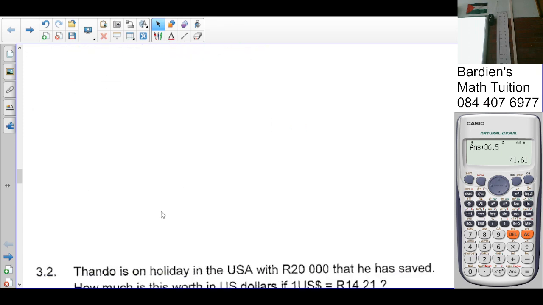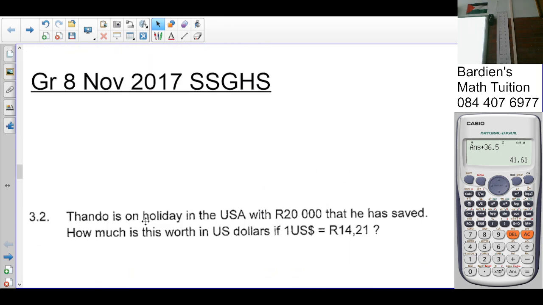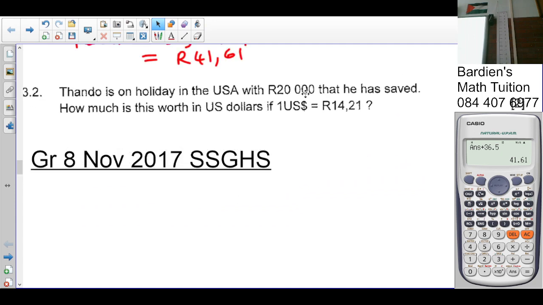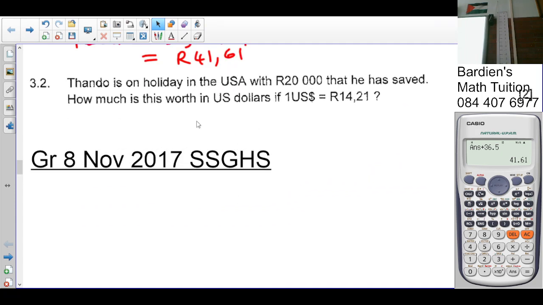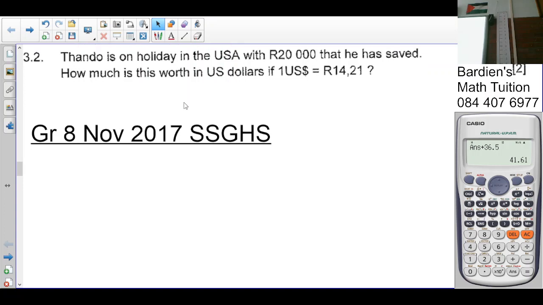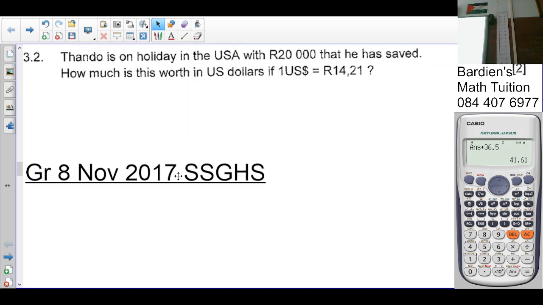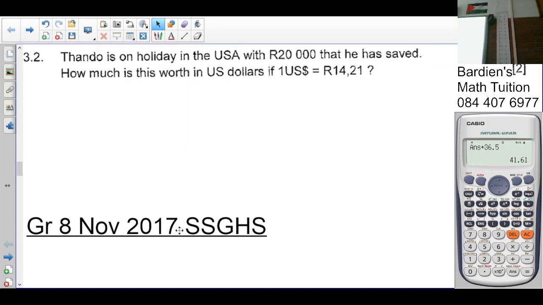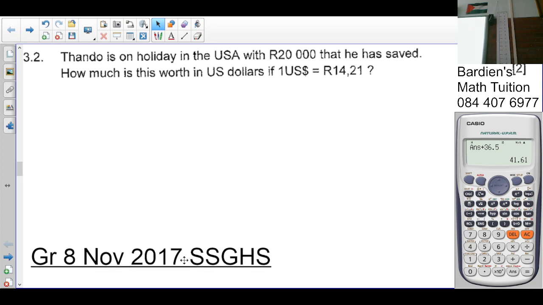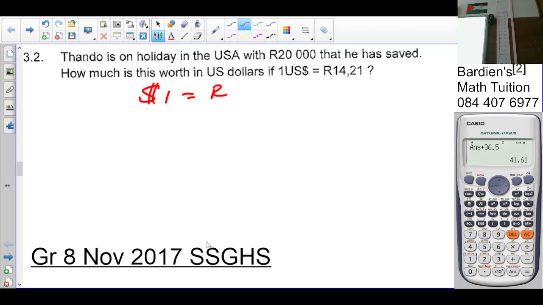In question 3.2, sorry. We are told that Tando is on holiday in the USA with 20,000 Rand that he has saved. How much is this worth in US dollars, if $1 is equal to 14 Rand and 21 cents?